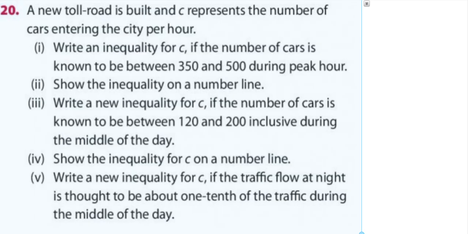Alright. A new toll is built and C represents the number of cars entering the city per hour. Write an inequality for C, the number of cars, known to be between 350 and 500. Well, 350 has to be smaller than the amount of cars that go through. Would you agree with that? And then the number of cars has to be smaller than 500.